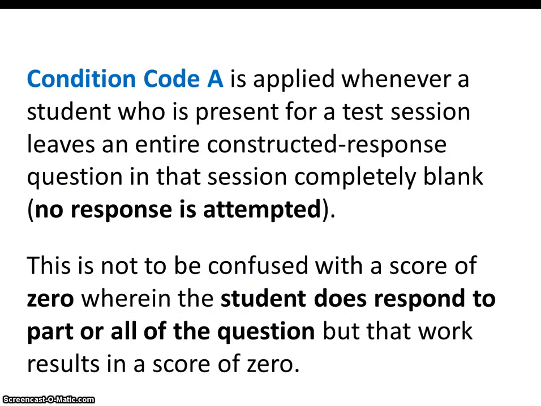Condition code A is applied whenever a student who is present for a test session leaves an entire constructed response question in that session completely blank. No response is attempted. So under that constructed response, it's totally blank. This is different from a score of 0, wherein the student does not respond to part or all of the question, but that work results in a score of 0. So they've written something, but we cannot find any points for it. That's a 0.